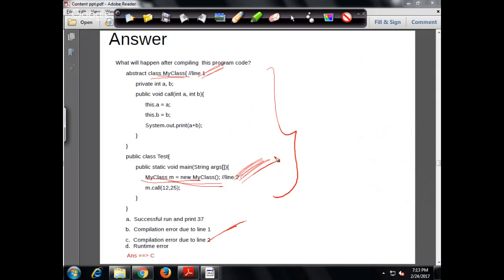So even though the code is very big, you have to figure out very quickly. You need to know the concept of abstract classes, and you have to figure out quickly that this is why there will be a compilation error in the program. If you know that one concept, you will not have to spend a lot of time reading the entire code. Rather, you can guess the right answer within 10 seconds.